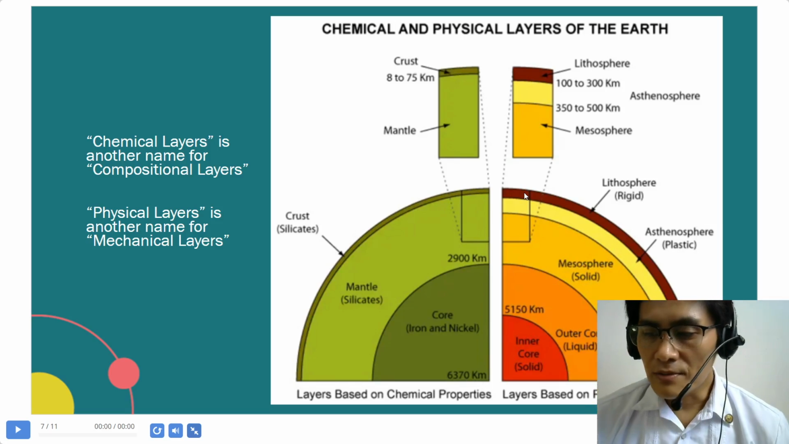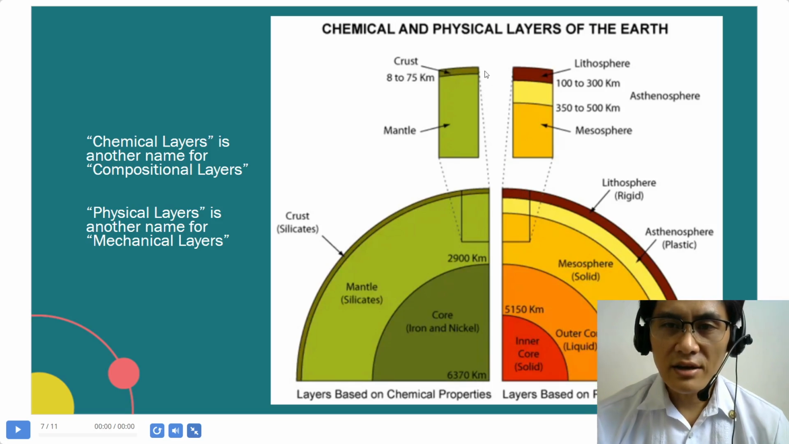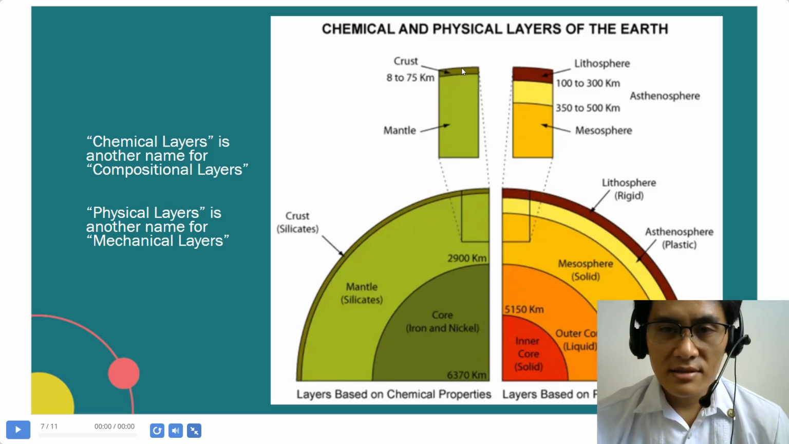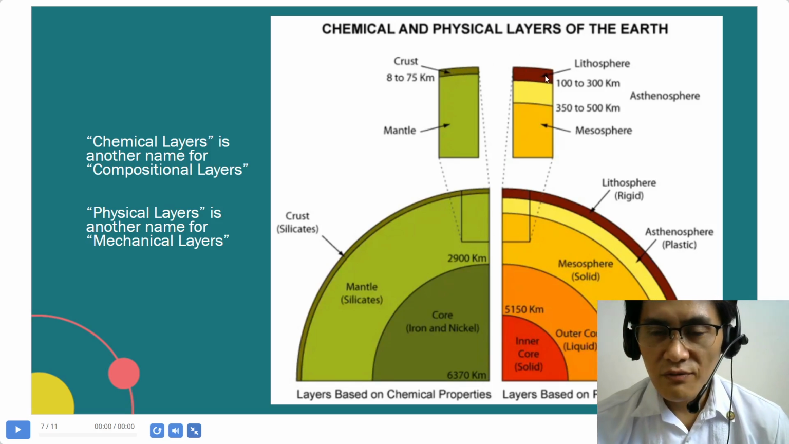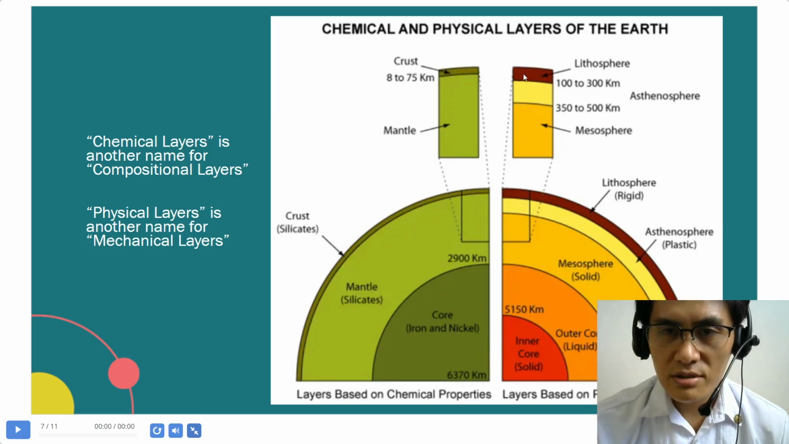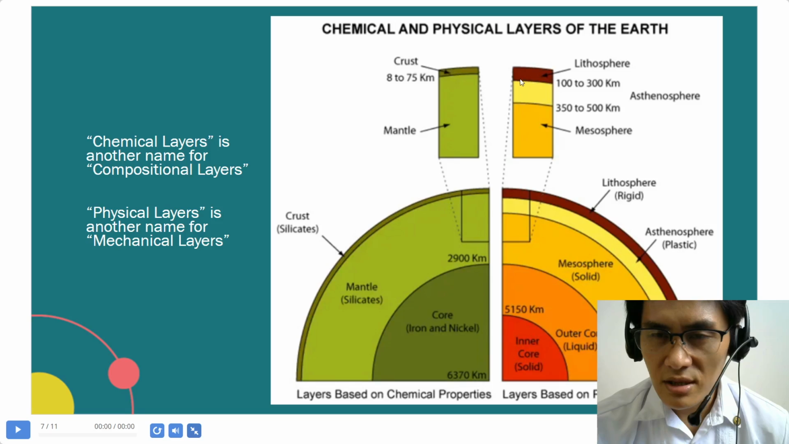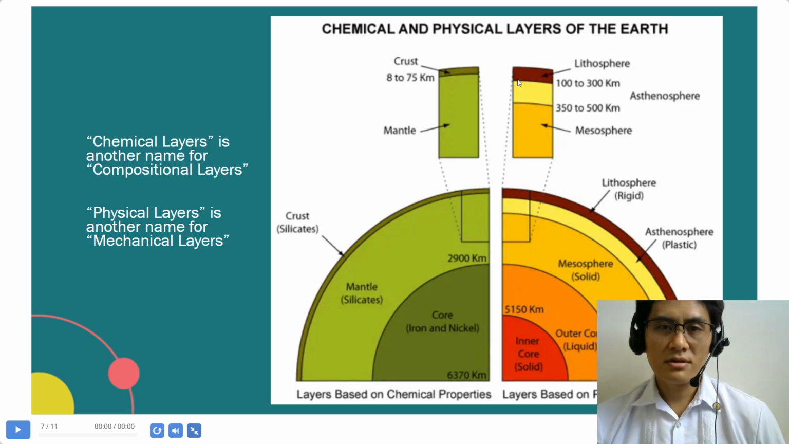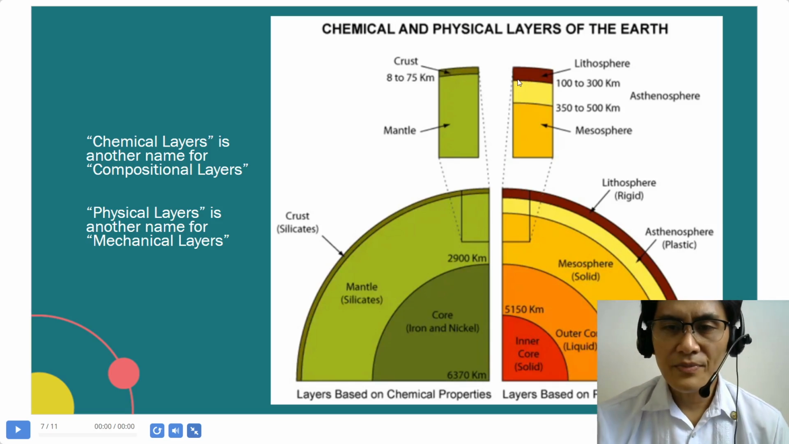So be careful. Most students have difficulty understanding this because they think that the crust is equivalent to the lithosphere. No, no, no, no. The crust is simply one part of the lithosphere. The lithosphere is the crust plus the uppermost part of the mantle. So if you notice here, the lithosphere is a little bit thicker compared to the crust because it takes in the crust plus the uppermost layer of the mantle.